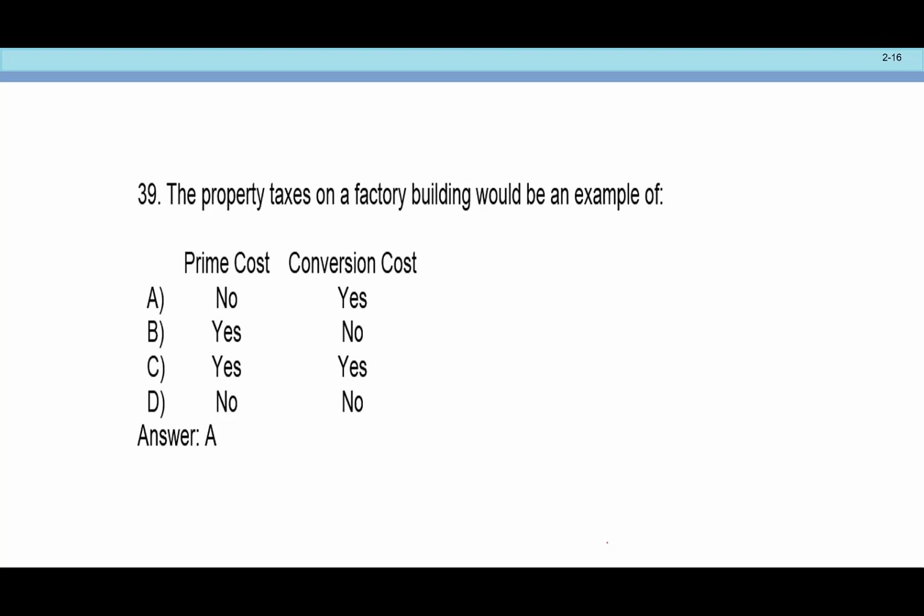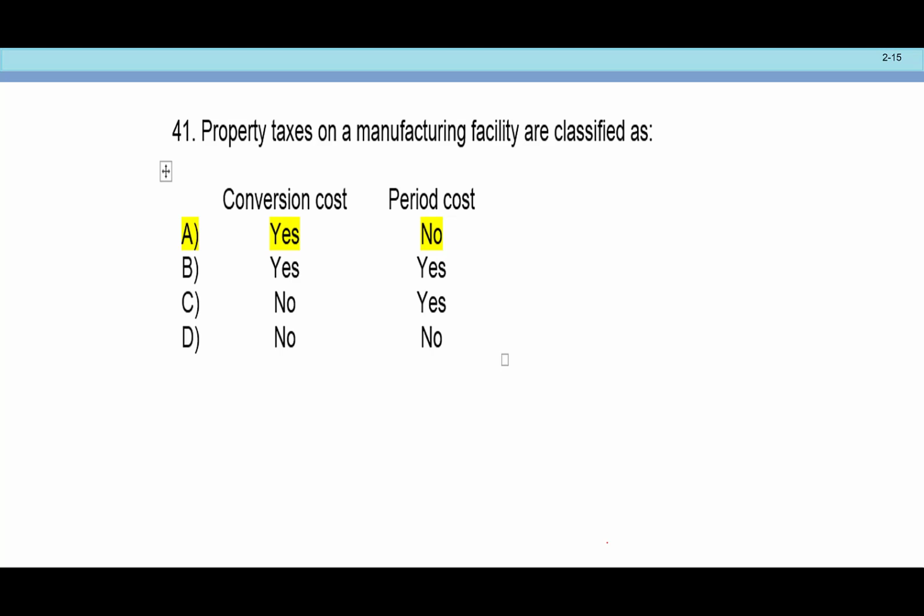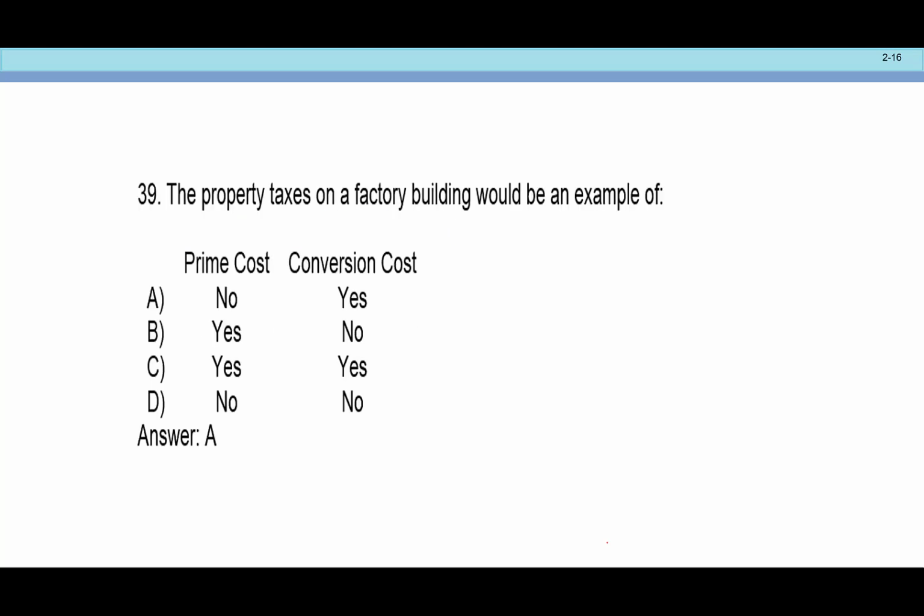Now be careful, guys, because some of the trick questions, notice in both of these, it was manufacturing facility, it was factory building. There are some questions where they'll ask you the same kind of thing about the administrative offices. And then the answer is going to change, isn't it? If it's administrative offices, rent or property taxes, then what? Then it is no to both of these. It is neither prime cost nor is it a conversion cost because it is a period cost, right? Make sense?